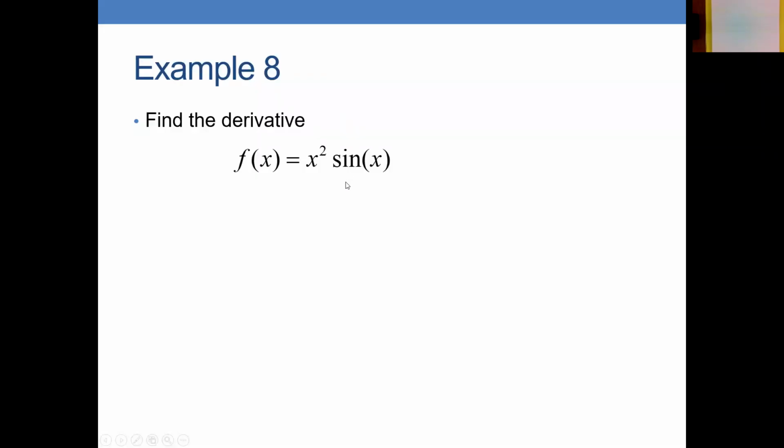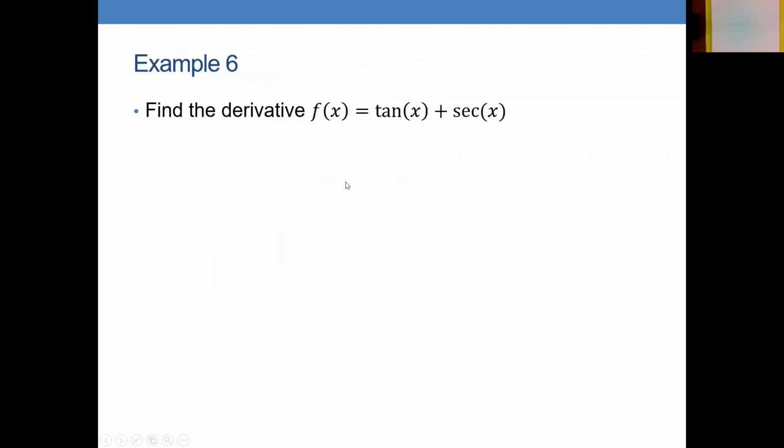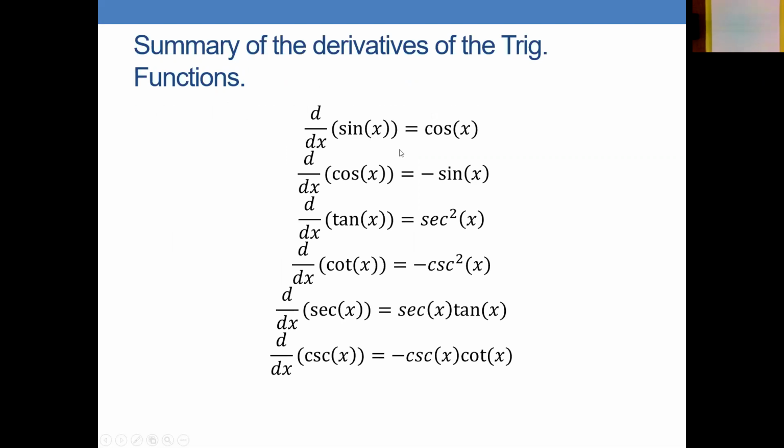Quickly, I'm just going to review the trig functions. The derivative of sine is cosine x. The derivative of cosine x is negative sine x. Tangent's derivative is secant squared x. Cotangent x's derivative is negative cosecant squared x. The derivative of secant x is secant x times tangent x, and the derivative of cosecant x is negative cosecant times cotangent.